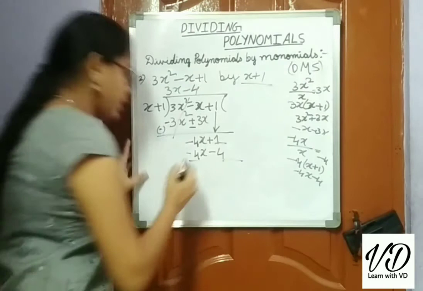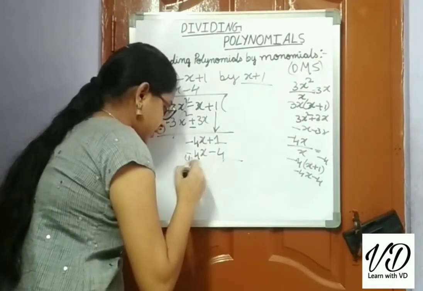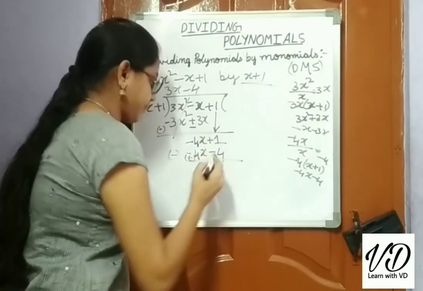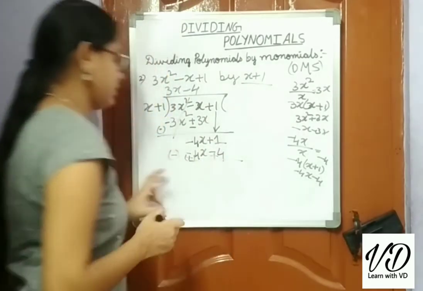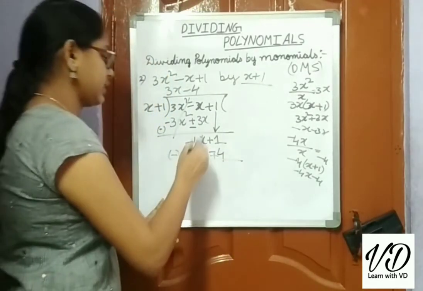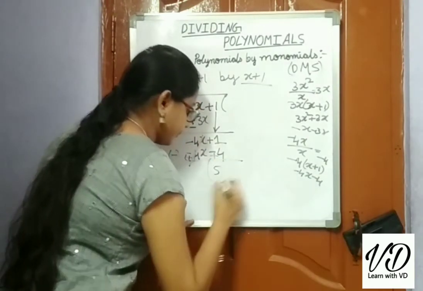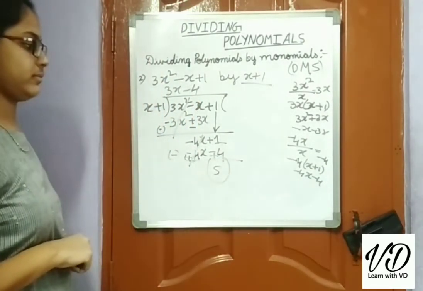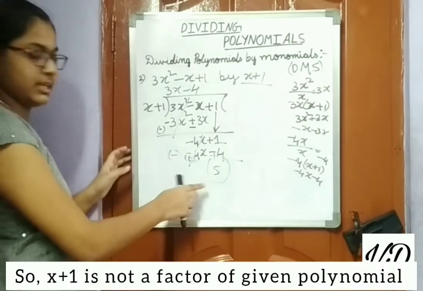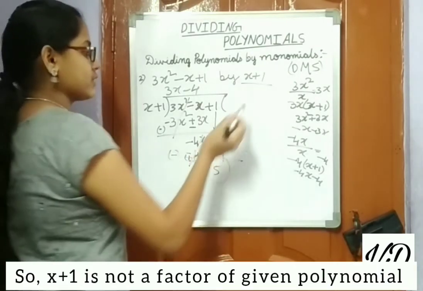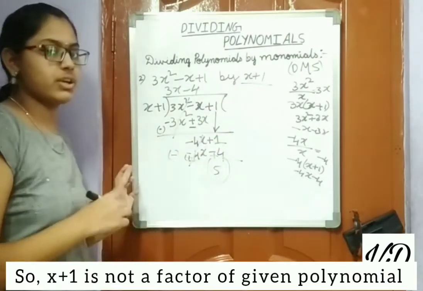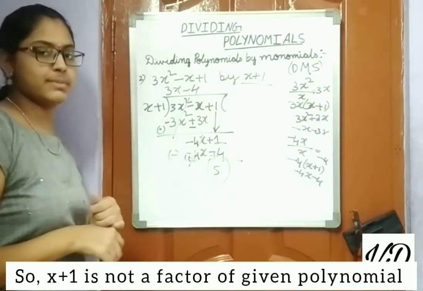So here the signs change. Here also the signs change. So minus 4x and plus 4x get cancelled. Here 1 plus 4 will be 5. As you can see, we got a remainder 5 here. So we can say that x plus 1 is not a factor of 3x square minus x plus 1.